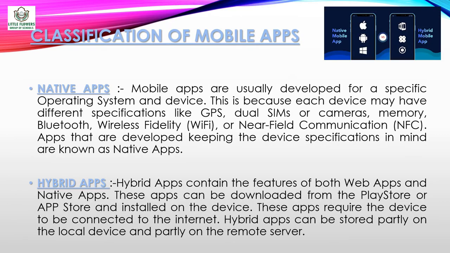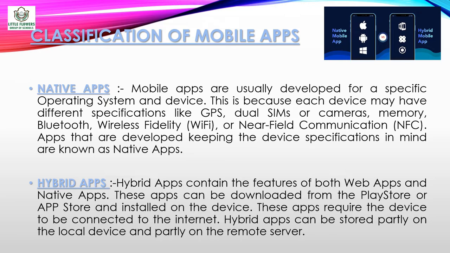Now, classification of mobile apps. There are two types: native apps, hybrid apps. Native apps are usually developed for a specific operating system. Operating systems like Windows, Android, Mac. If we are developing something for a specific operating system like Android or Mac, then we are going for native apps.